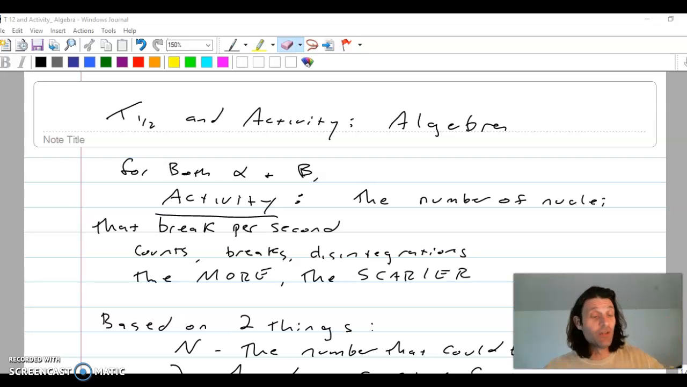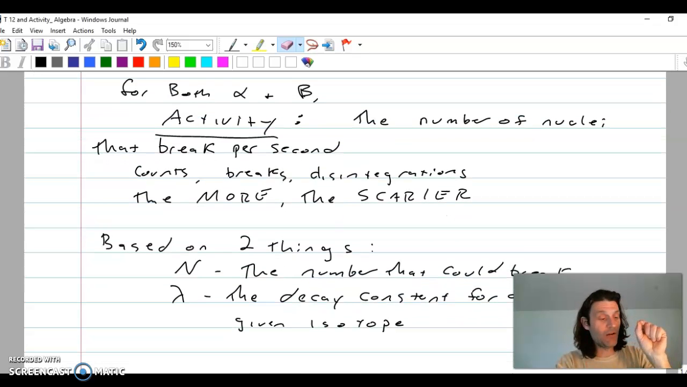The activity of any given nucleus is simply the number that will break per second. It's measured in counts per second, nuclei per second, disintegrations per second, breaks per second, however you care to say it, but the number of those that decide to go through alpha or beta radiation. The more that number is, the scarier it is.